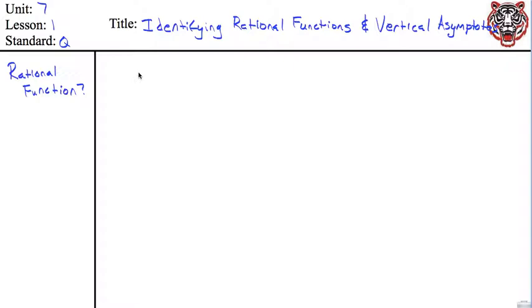Doesn't use imaginary numbers? It does not use imaginary numbers. That is very true, yes. Can you write something that is a rational function, though?